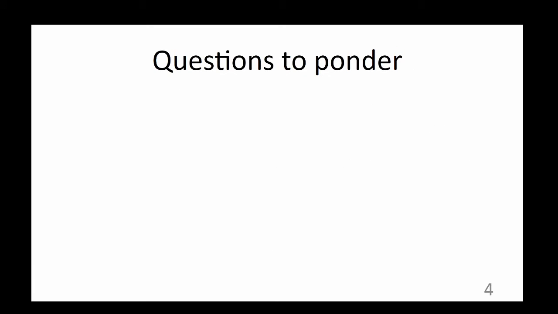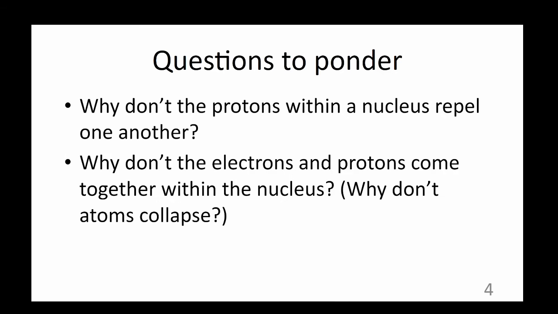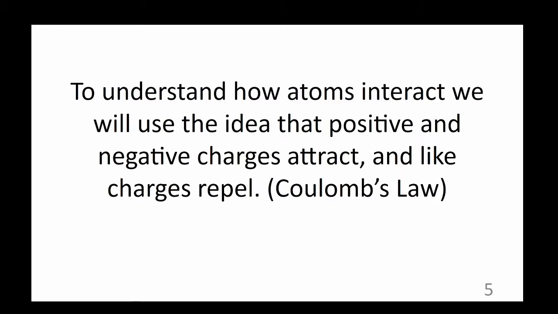The model of the atom we discussed presents us with some interesting questions. First, consider the positively charged protons concentrated in the nucleus. Why don't they repel one another? Second, since the electrons and the protons attract each other, why don't the electrons fall into the nucleus? And finally, do the electrons within the atom repel each other?